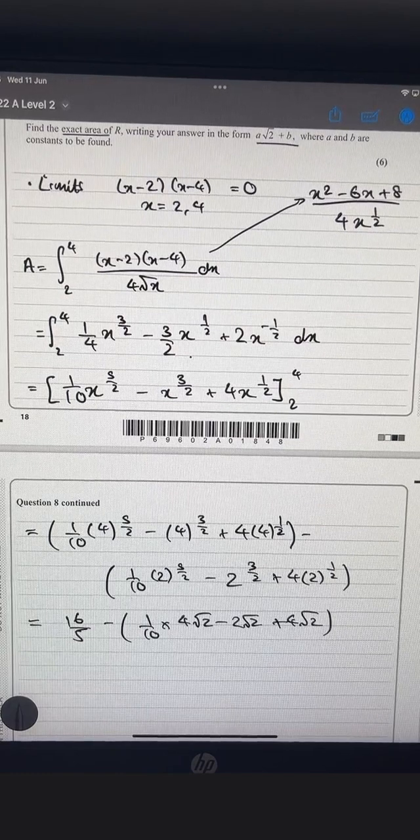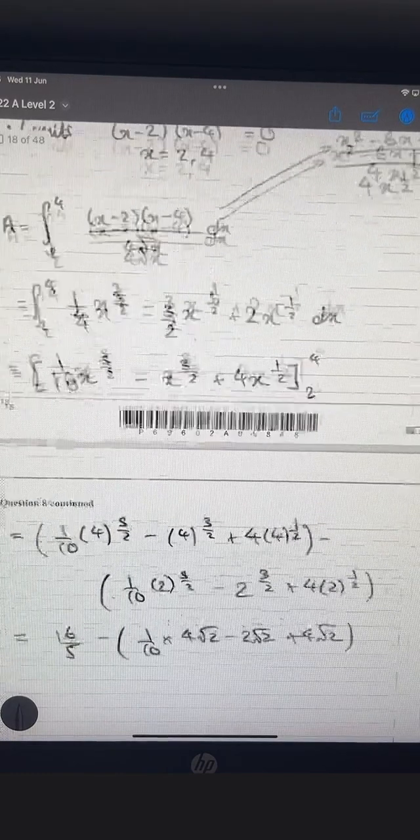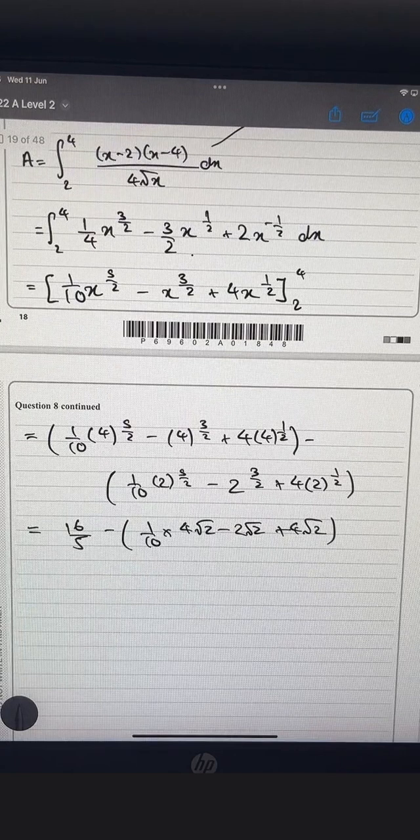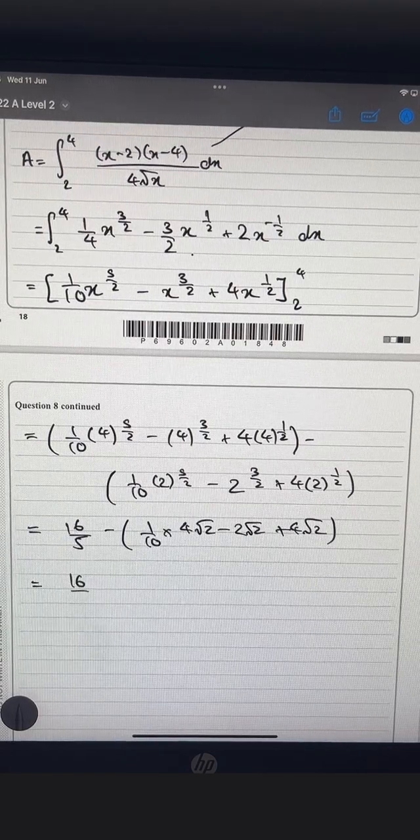The reason I've done this longhand way is because if you try and put these into your calculators without putting the root in, you won't get exact answers, and they want exact answers. So I've just done it manually myself. And now if I just expand out, I get 16 over 5 minus 12 root 2 over 5. So that is what my integral is equal to.